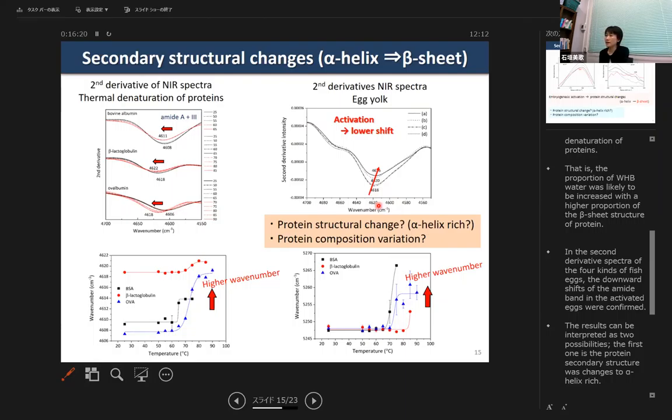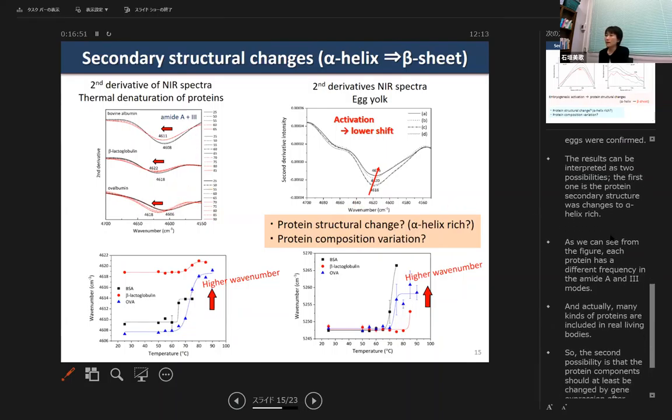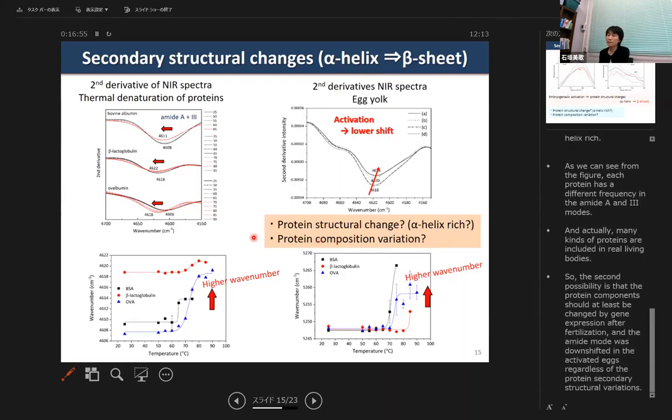In the second derivative of the four kinds of fish eggs, the downward shift of the amide band in the activated eggs was confirmed. The result can be interpreted in two ways. The first one is that the protein secondary structure was changed from an alpha helix rich structure. As we can see from the figure, each protein has a different frequency in the amide A and amide III modes, and actually many kinds of proteins are included in real living bodies. So the second possibility is that the protein components should at least be changed by gene expression after fertilization, and the amide mode was downshifted in the activated eggs regardless of the protein secondary structure variation.